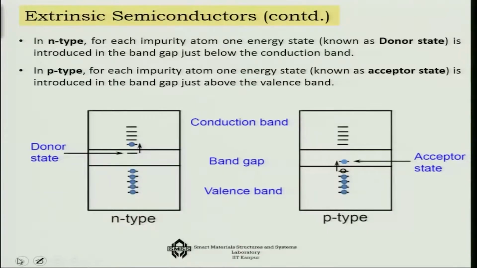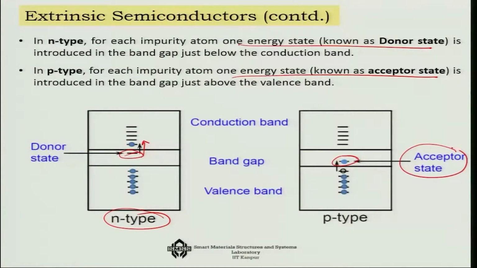So, in n type, for each impurity atom, one energy state known as the donor state is introduced in the band gap just below the conduction band. Whereas, in the p type, for each impurity atom, one energy state known as the acceptor state is introduced in the band gap just above the valency band. So, in the n type, as the electron has traveled up, you are getting the donor state introduced in the band gap, and on the other hand in the p type impurity you are getting an acceptor state in the band gap.